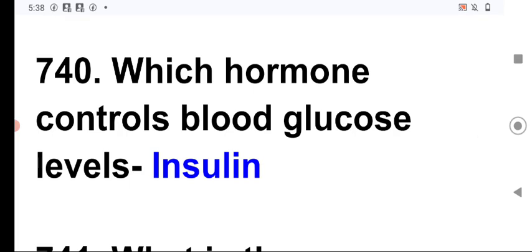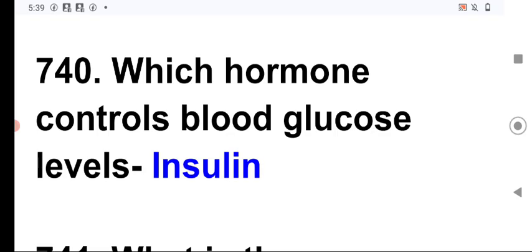Next question, which hormone controls the blood glucose level? This is the insulin hormone, which controls the blood glucose level. And we should also know the points. Point number one, insulin is a hormone. Point number two, insulin is secreted from the beta cells of the pancreas or islets of Langerhans.